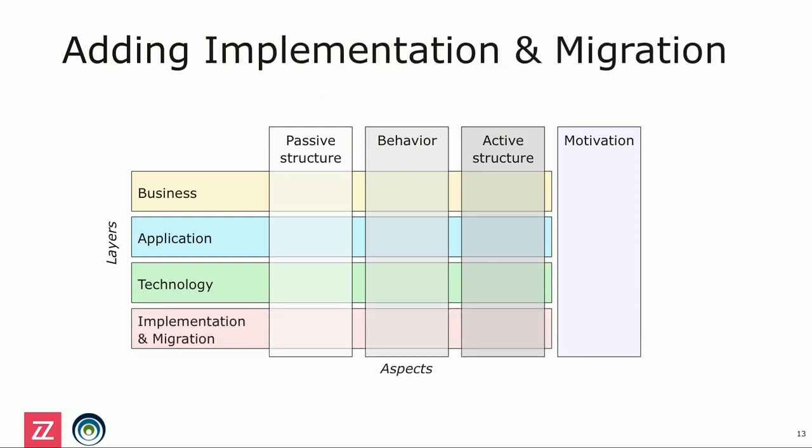And the second addition was in the implementation and migration of the architecture. It's nice to describe how the world looks, or how it should look in the future, but you also need the right concepts to describe how you get there. A concept like plateau, the stable stage of the architecture development, or work package, the work you need to do to implement a part of your architecture. This is subdivided in the same way that we saw in the other layers, because we have the same kind of things there. A work package is typical behavior, so that would be in the middle column. Passive structure, a deliverable of a work package would typically be in the passive structure. So this was ArchiMate version 2.